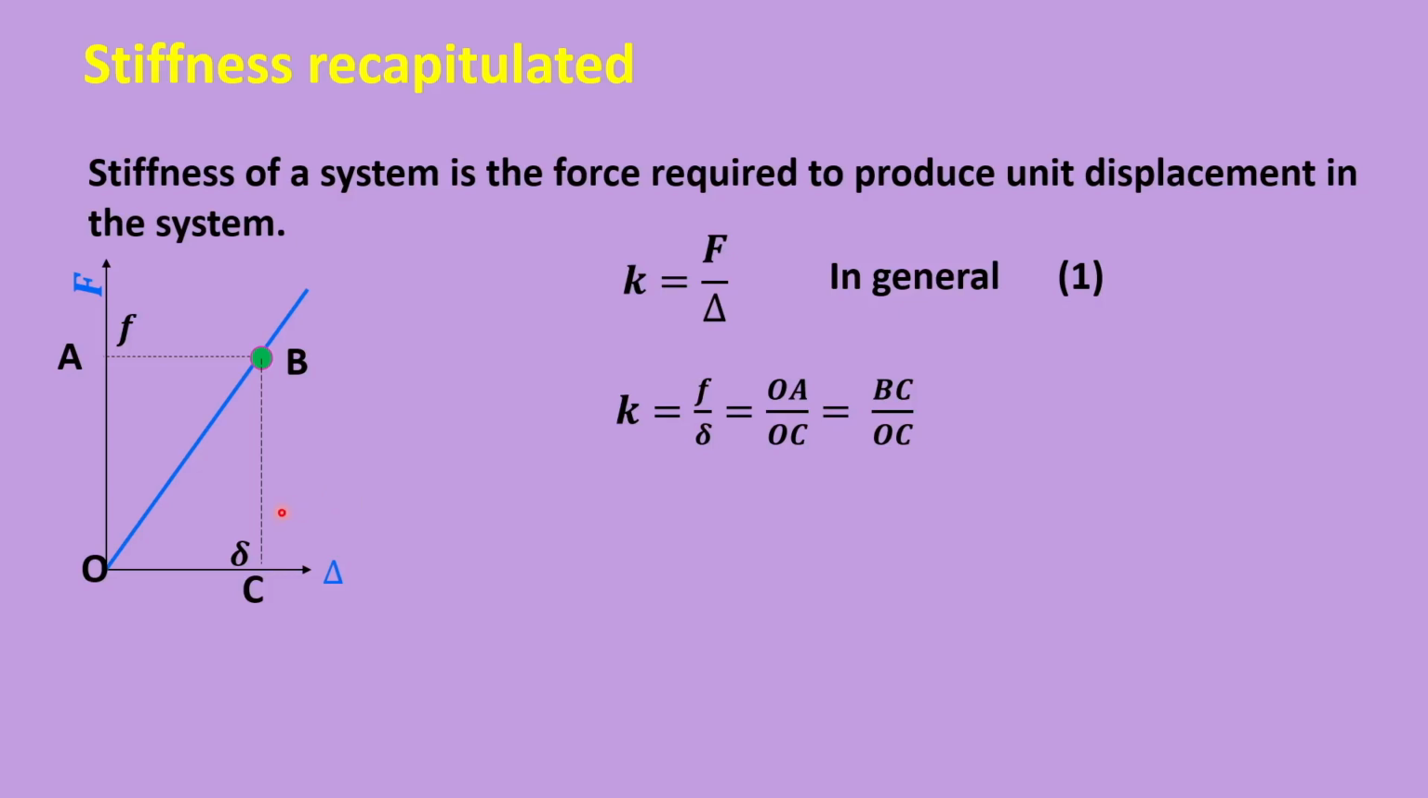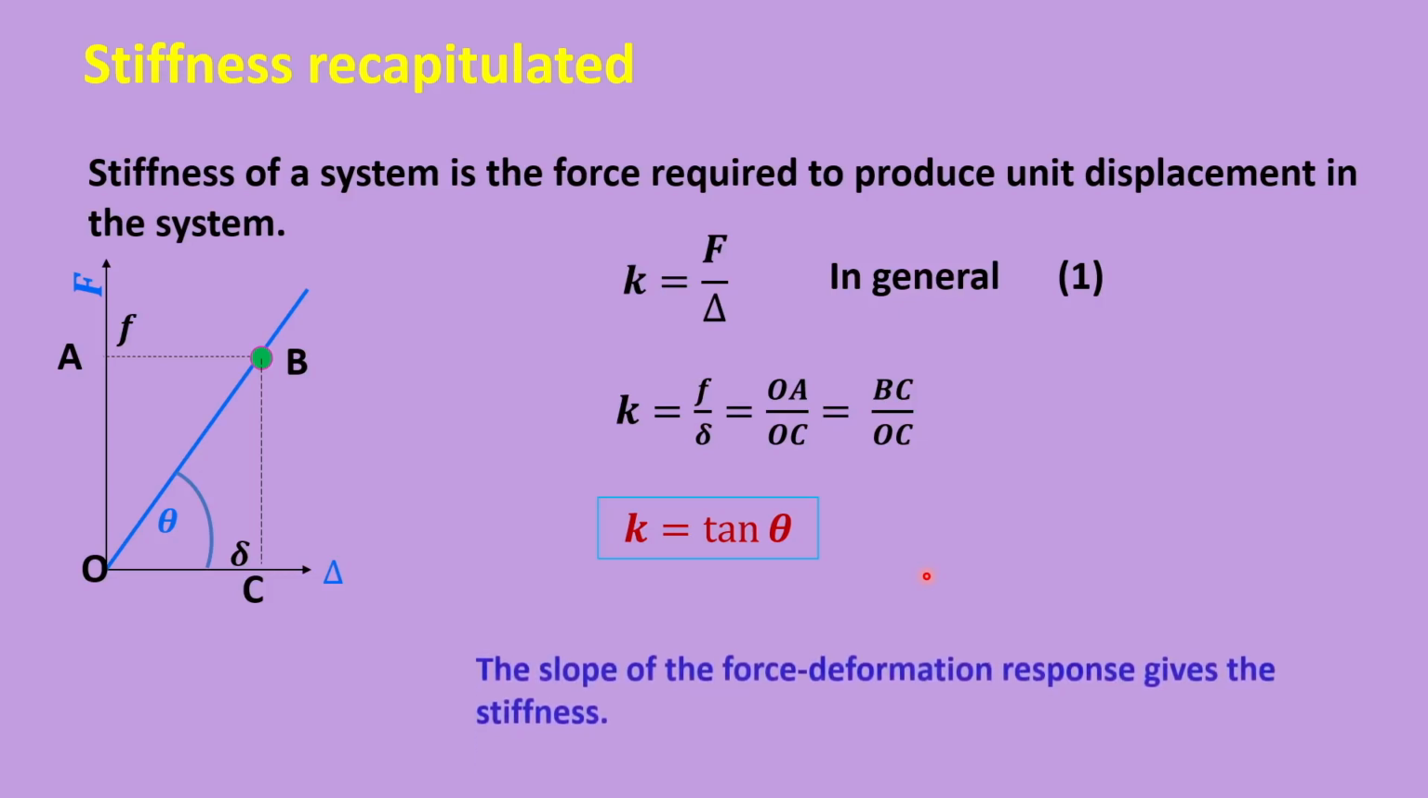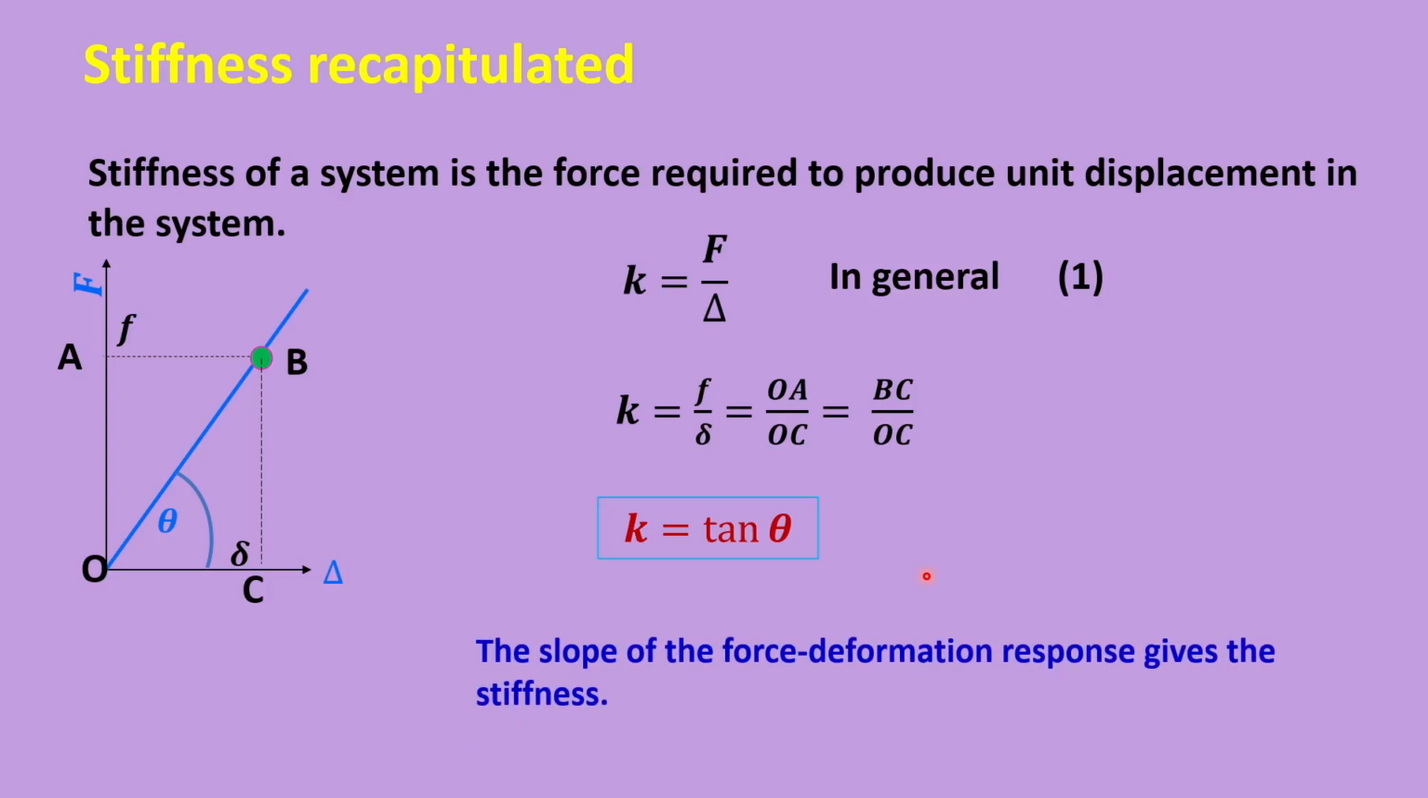But because it is a parallelogram here, OA will be equal to CB, so we can write BC divided by OC. But if you consider the triangle OBC and you take the ratio of BC divided by OC, then it is nothing but the tangent of the angle. So we can write again K equal to tan theta. So it indicates the stiffness of a system is equal to the tangent of the slope of the force deformation diagram. So that is what we have written here.